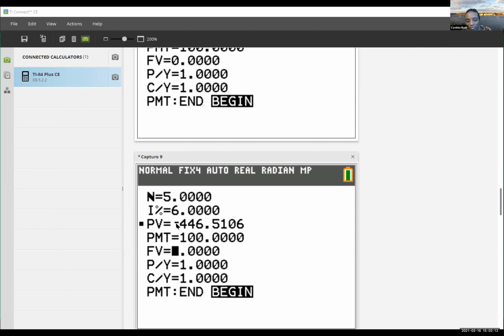Notice it's still negative. Because I entered the payment as a positive number, the calculator will make the present value negative. You have to just ignore the negative. What questions do you have?